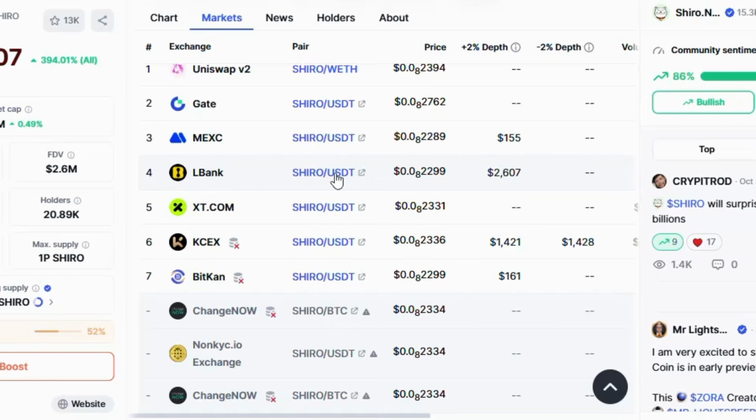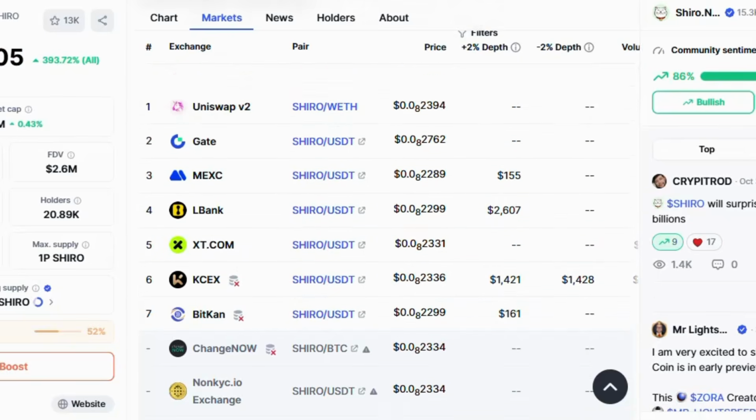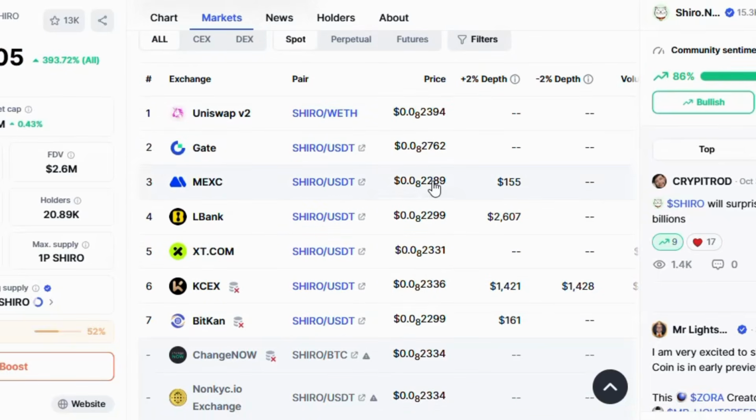So LBank is selling their SHIRO for 0.0822, and here XT is selling at 0.082331. So there's not much price difference. I'm going to scroll up and see if it's something I'm going to do. Gate is selling at 0.0827, and MEXC is selling at the price of 0.0822. So you can come to the coin market cap and see something different which could help your further research.